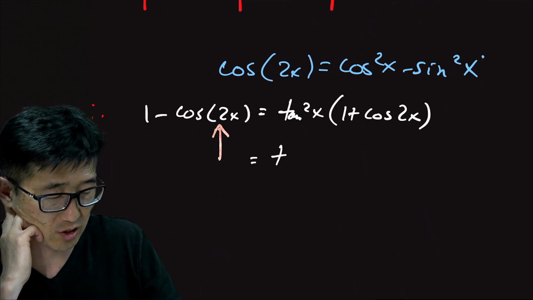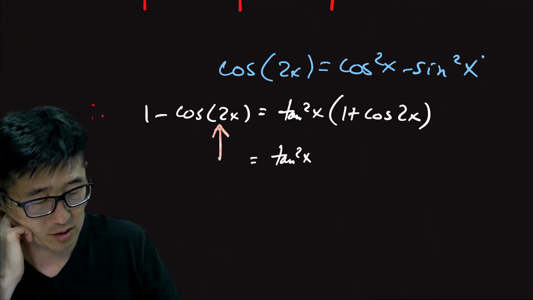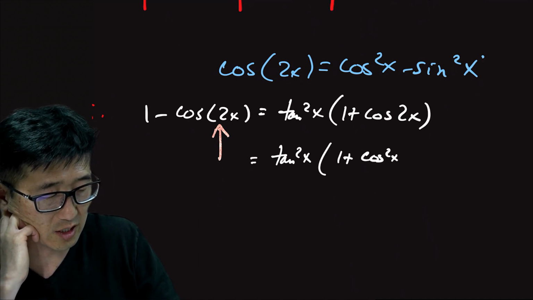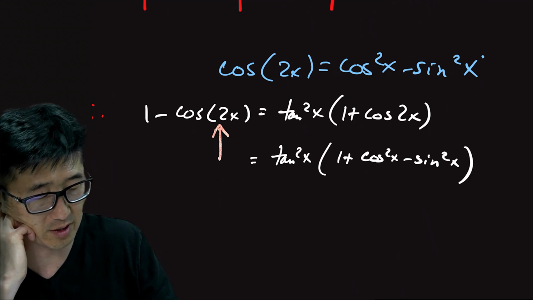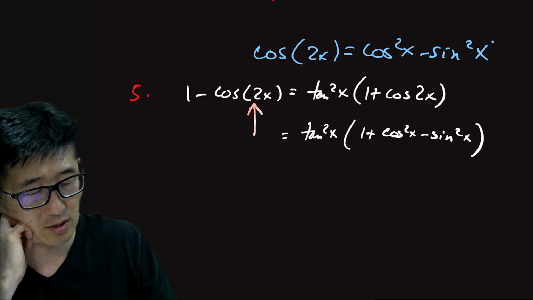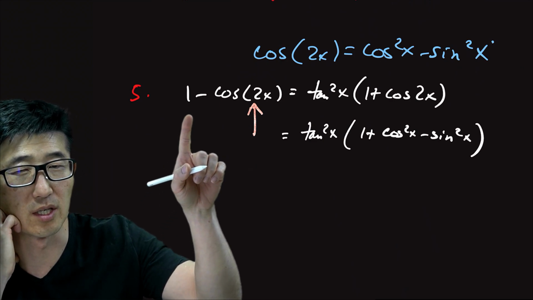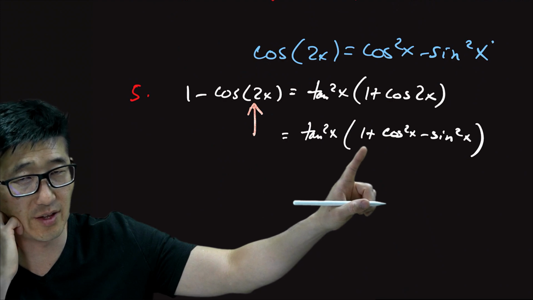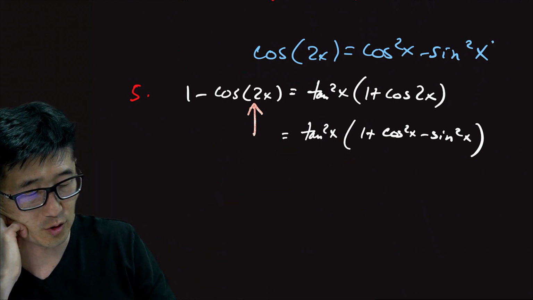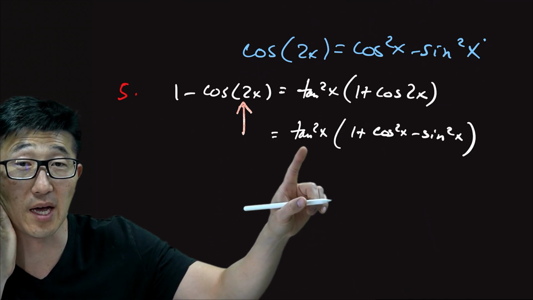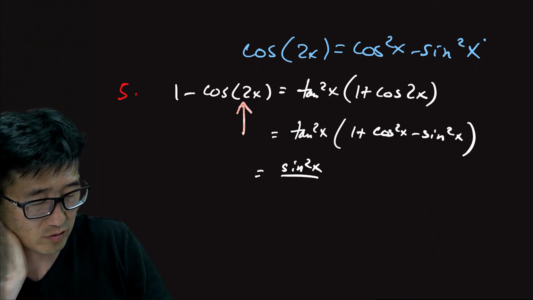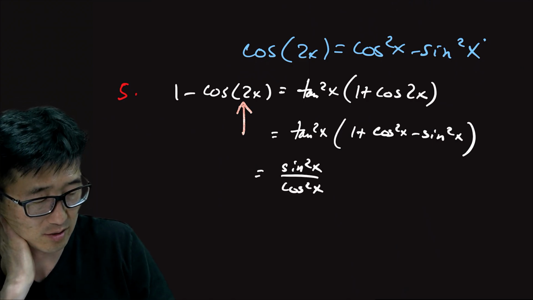So let's try this. This is tangent squared x times 1 plus cosine squared x minus sine squared x, like that, right? Now I'm thinking I need to somehow get a 1. I have a 1 right there. But if I distribute this, what's going to happen? Okay, so now I'm going to unpack tangent squared x and turn that into sine squared x over cosine squared x, like that. Do you see it?